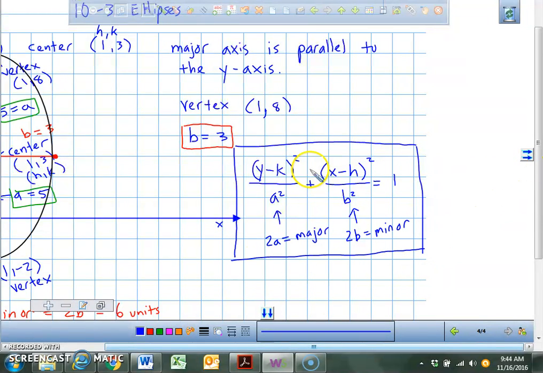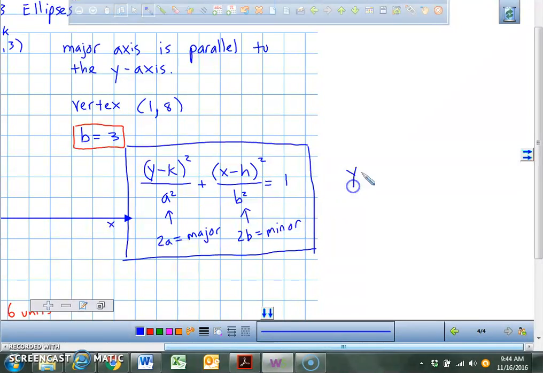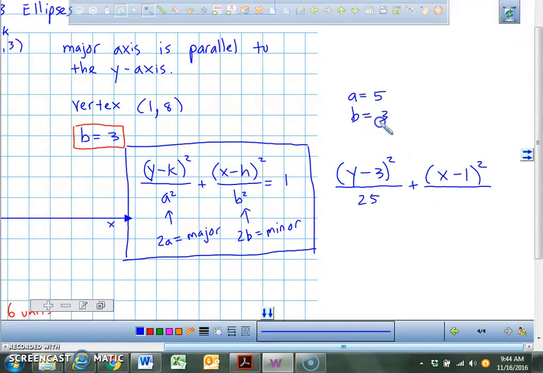Okay? So right now, remember our h, k is at 1 and 3. So let's go ahead and build our formula. y minus our k value. What's our k value? 3. Over. Now, it's a squared. What was our a value equal to in this one? 5. So 5 squared is 25. What was our h value? 1. And what did they give us? They gave us our b value. They said b was equal to 3, so b squared is 9. And that equals 1.